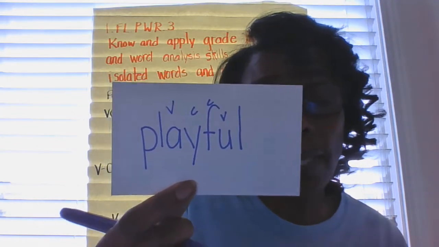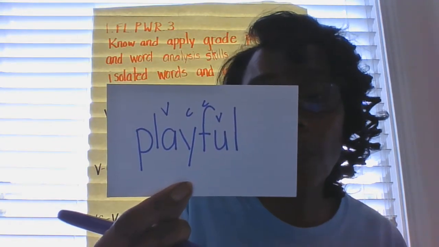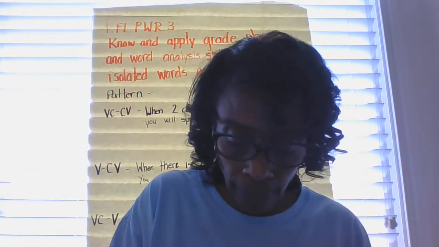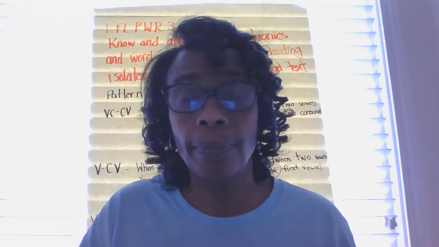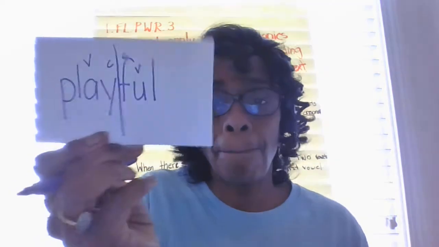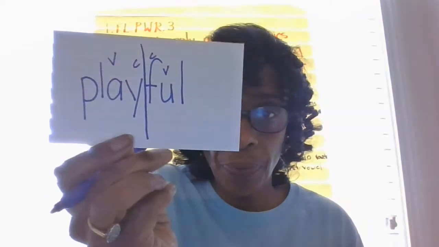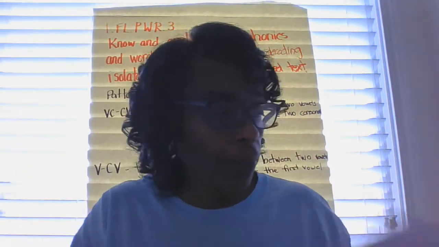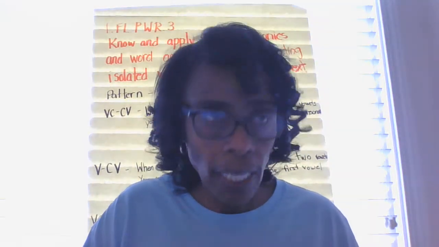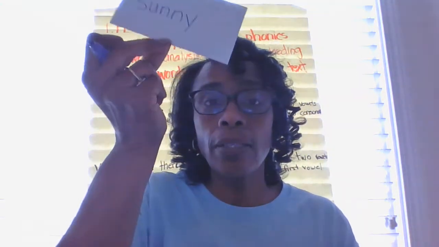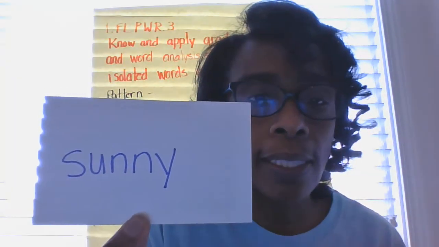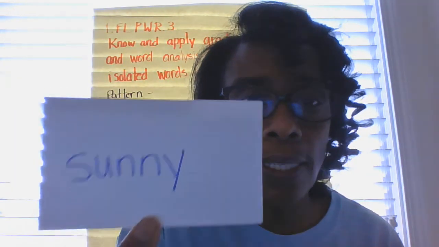So I want you to go ahead and break up your word into the syllables. 1, 2, 3. Chant it for me. Bam. So I hope you got that. And our last word that we're going to do, and I'm going to go outside and play because it is, and this is another sight word, sunny. It is sunny outside.